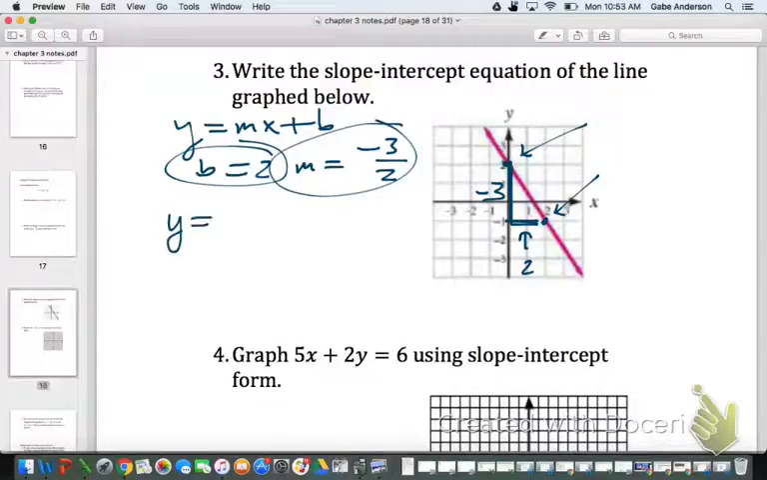Put it together with y equals -3/2 x plus 2. Any questions? Same information, just presented in a graph instead of in a sentence, right, with numbers. So, okay, good deal. Let's move on to number 4.